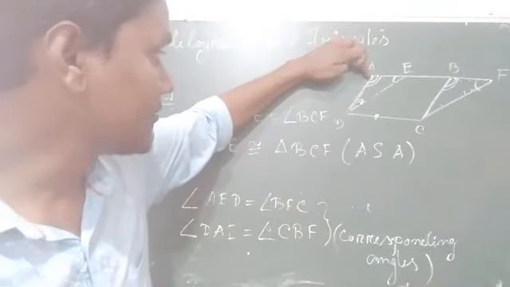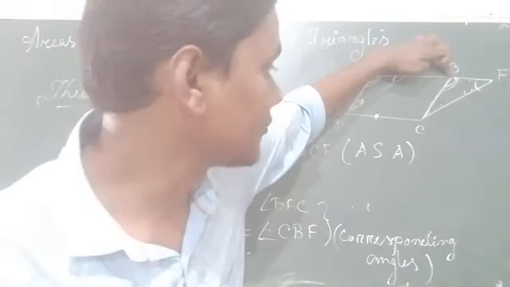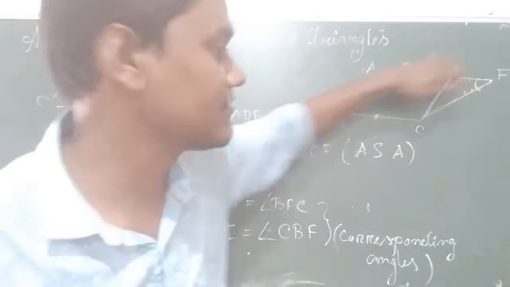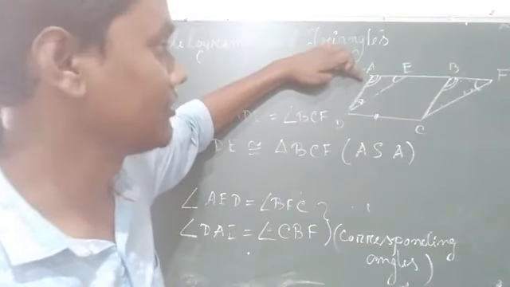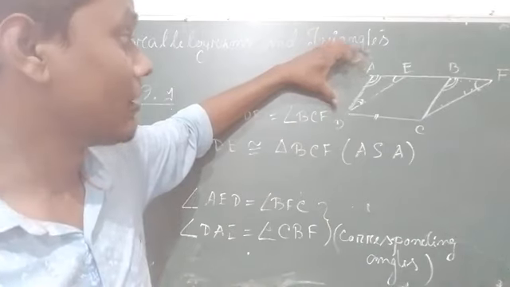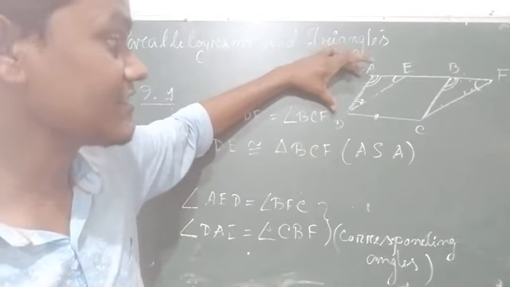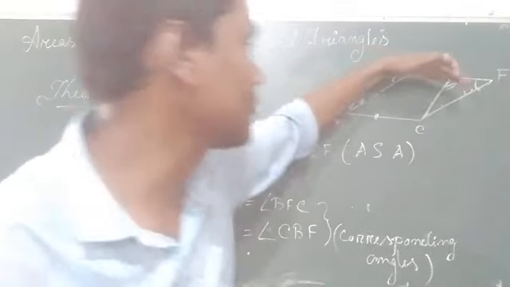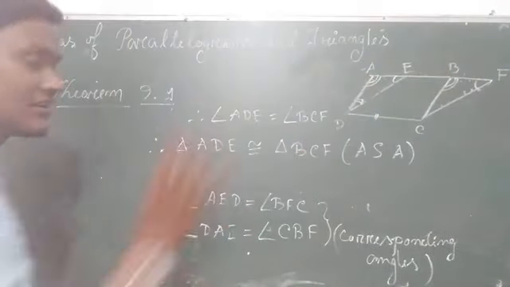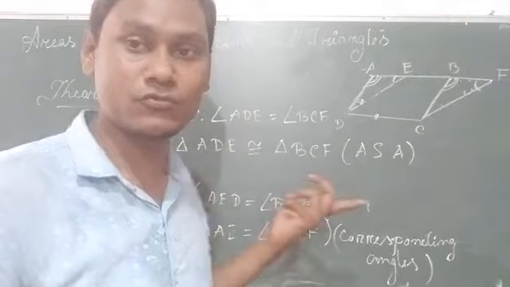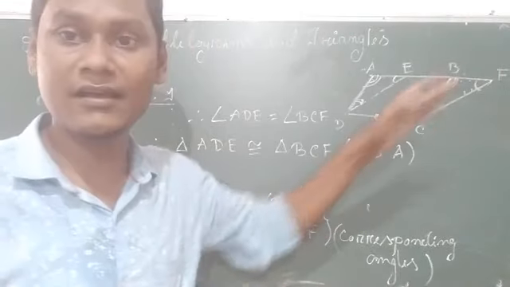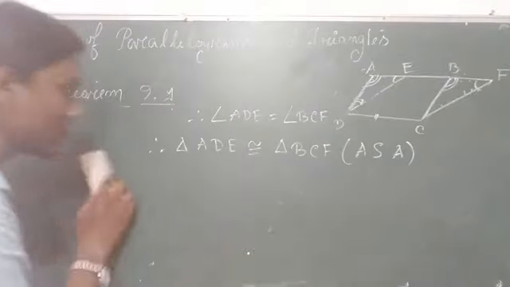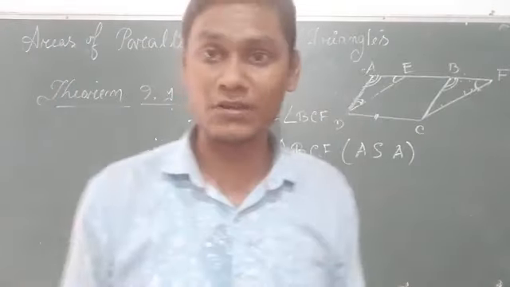How? This particular A angle is equal to this particular CBF angle. Then ADE angle is equal to BCF angle. Then the side between the angles, side AD, is inscribed within these two angles. So this side is equal to this particular BC side. Already I have written this previously, so we can write these two triangles are congruent by using the angle side angle rule.